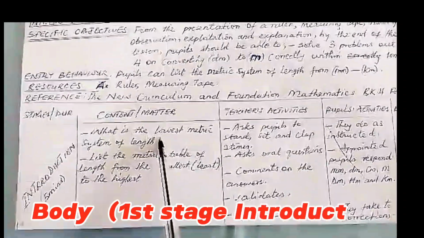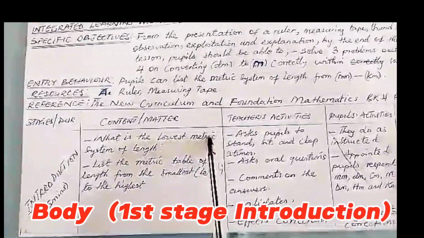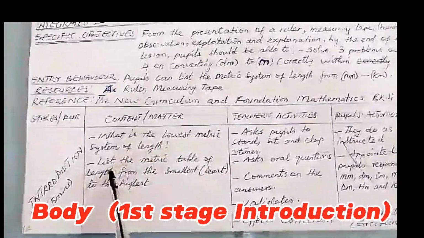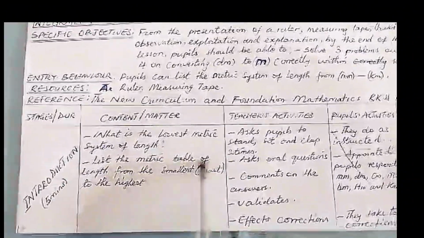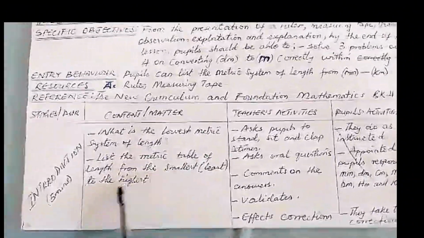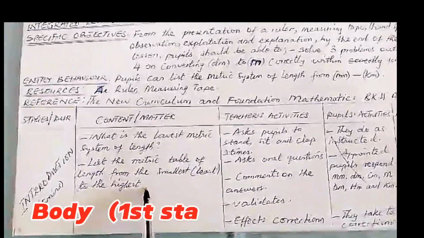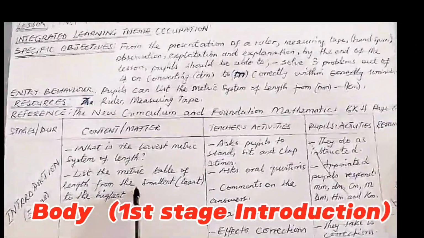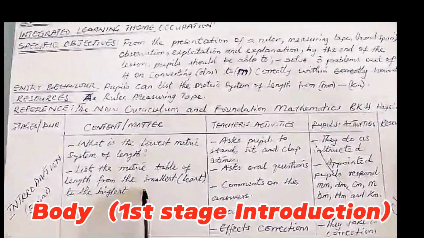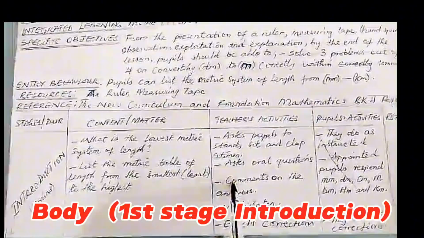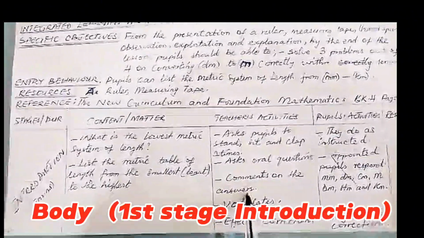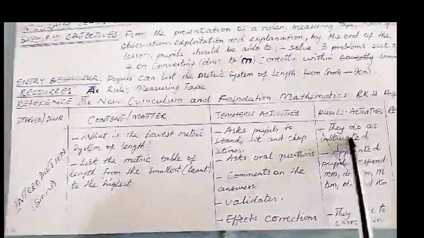So what we just read, what is the lowest metric system of length, is the oral question that the teacher is going to ask them. And the next one: list the metric units of length from the smallest to the highest. Smallest to the highest. Okay, now he comments on the answers.